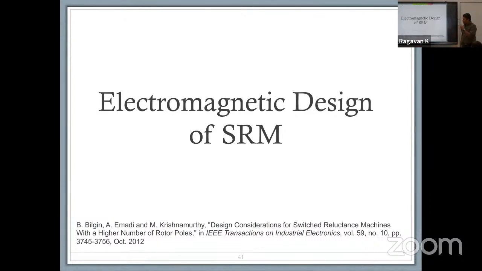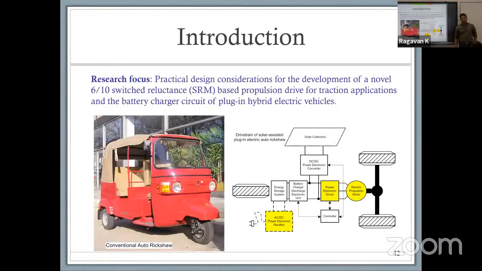So this is the example I was talking about, the reference. You can see it was published a few years back, but this was actually done specifically in the context of the e-rickshaw.